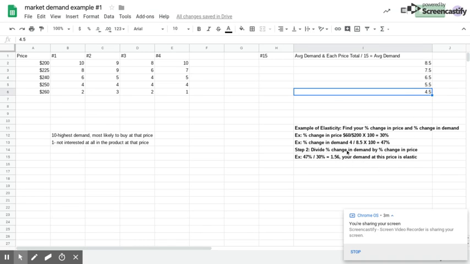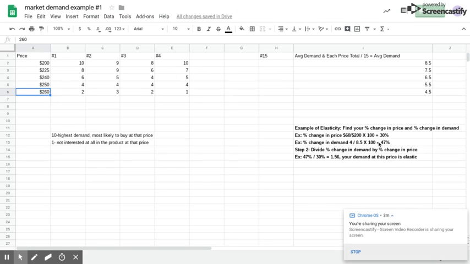So now what you're going to do is take that information to find elasticity. And to find your elasticity, you need to find your percentage change in price and your percentage change in demand first. So your percentage change in price, remember, it's change over original. So your price went from $200 to $260. So the change is 60. Your original amount was 200. 60 divided by 200 times 100 is 30%. So you got your percentage change in price. Your price went up by 30% from the low to the high.